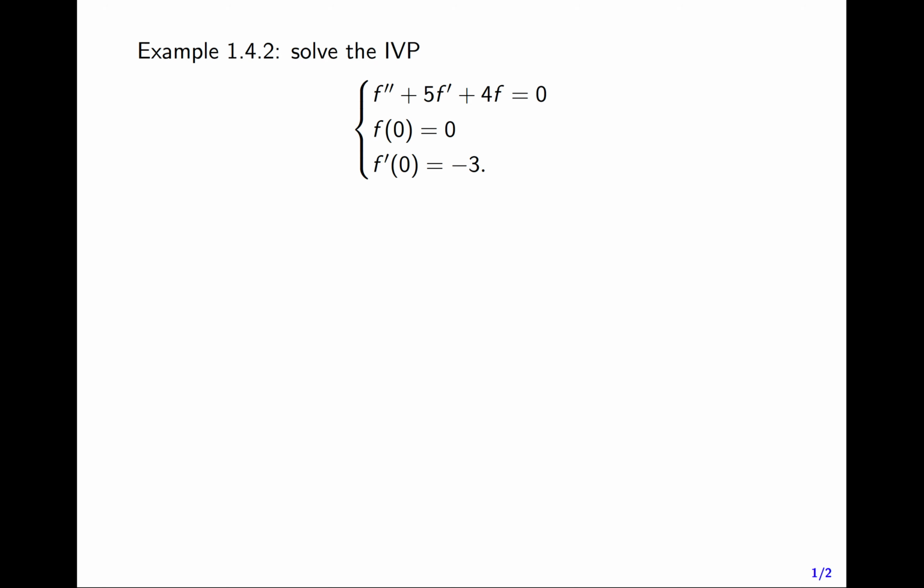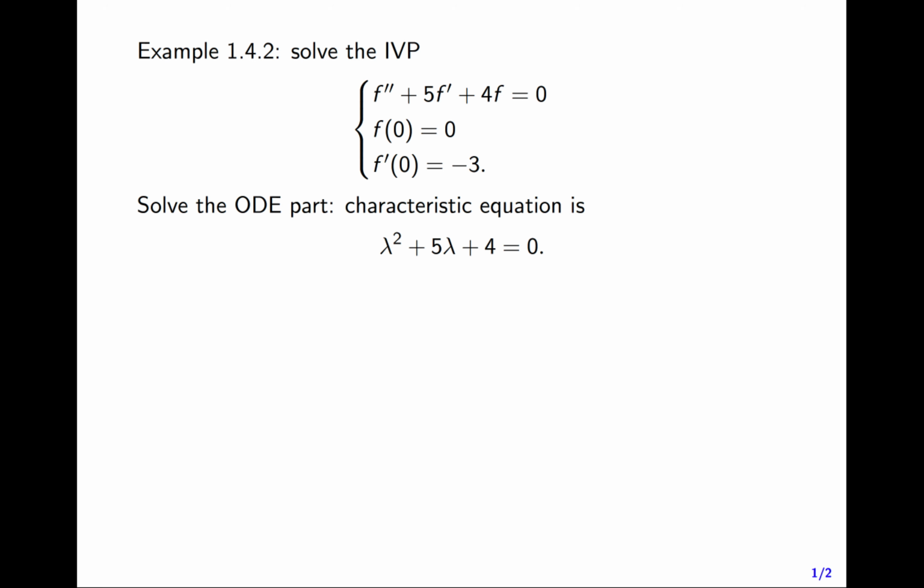To example 1.4.2, we are going to solve the following second-order linear homogeneous initial value problem. f double prime plus 5f prime plus 4f equals 0, with initial conditions f of 0 equals 0 and f prime of 0 equals minus 3.